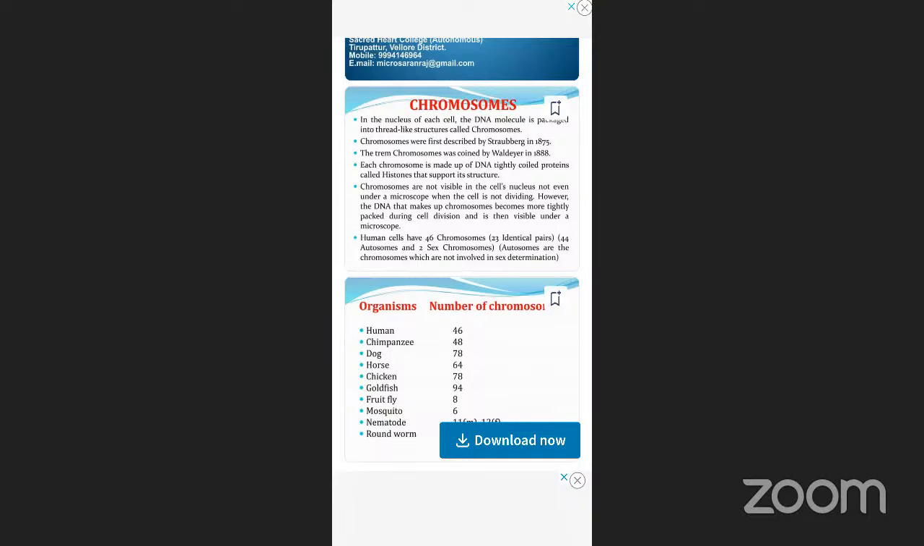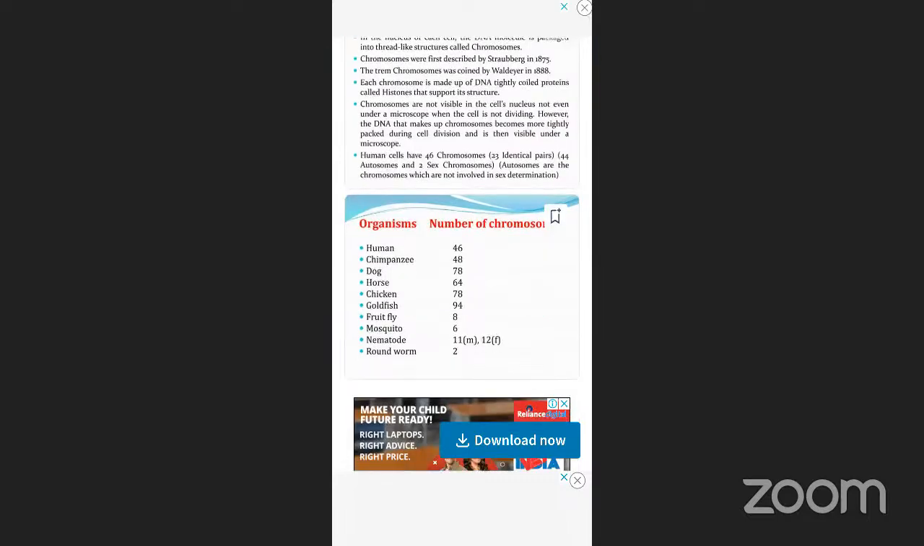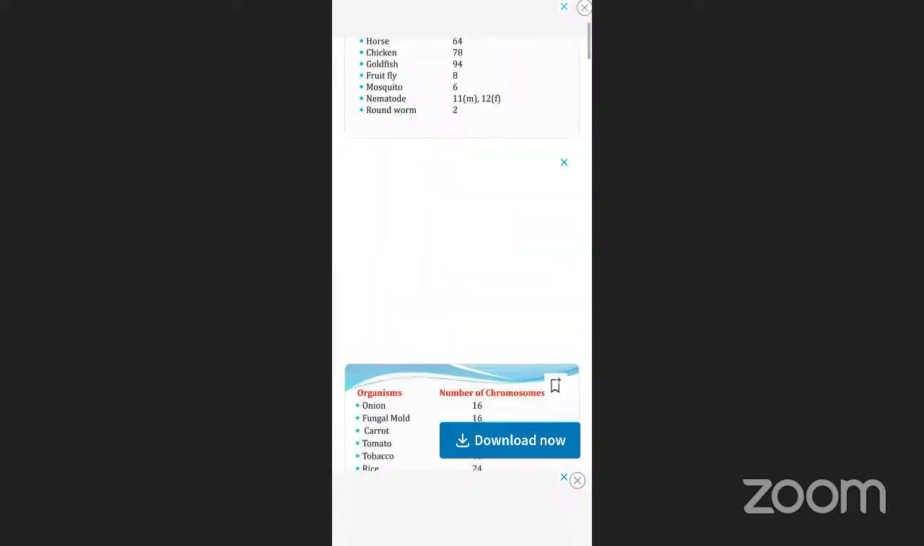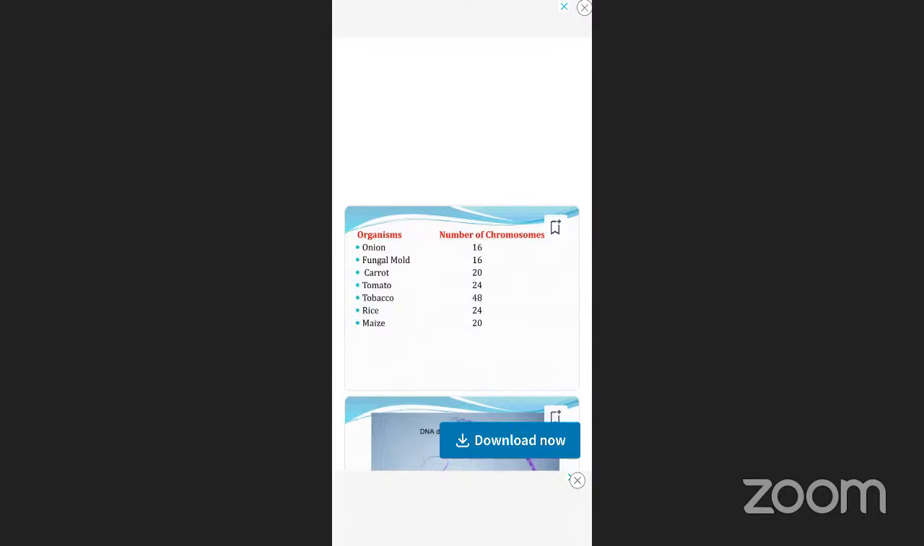For example, the number of chromosomes differs in different organisms. Human beings have 46 chromosomes. Next is the roundworm, and Drosophila melanogaster. In plant cells, onion contains 16 chromosomes, fungal mold 16, carrot 20, tomato 24, tobacco 48, rice 24, maize 22.